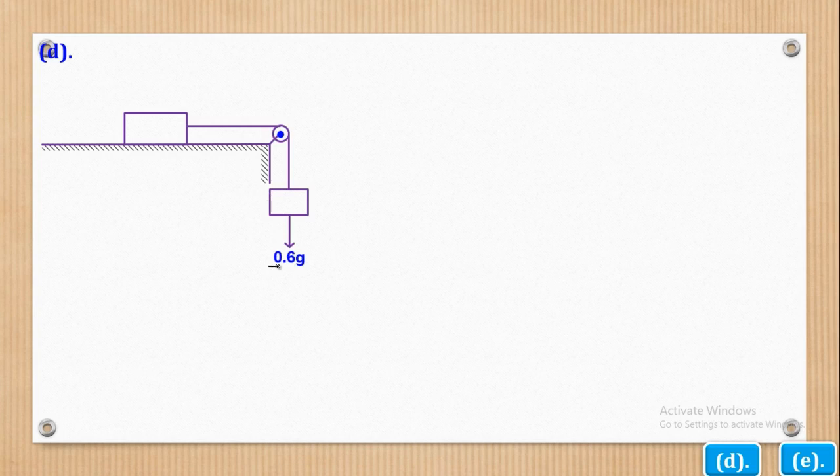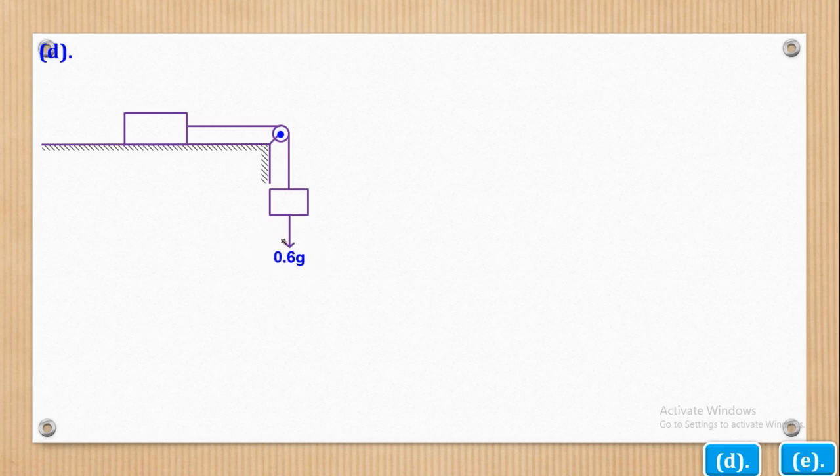So this one, 600 grams is 0.6 kilograms. So this g does not mean grams, it means acceleration due to gravity. So this is the mass, which is 0.6 kilograms multiplied by the acceleration due to gravity to come up with the weight.